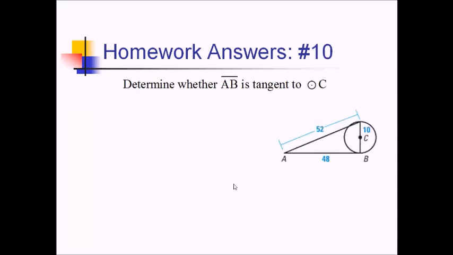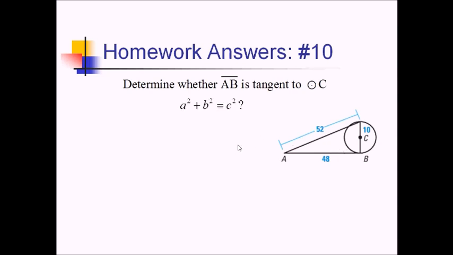For number 10, we're trying to determine if segment AB is a tangent line to this circle. Fastest way to do that is to see if the radius and the supposed tangent line here meet at a right angle, which we can figure out by seeing if this is a right triangle. Pythagorean theorem's our best bet on this one.